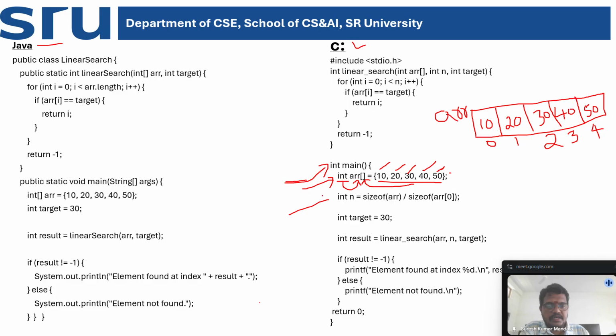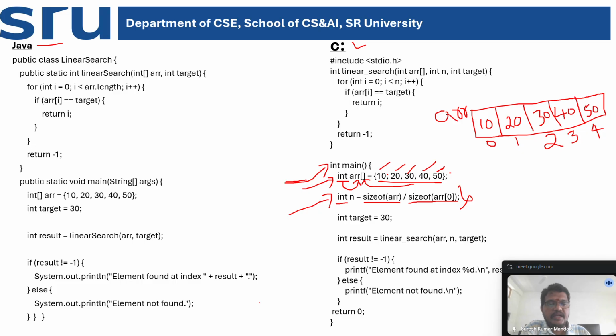What is the next line we have? int n. What does this mean, size of array divided by size of array of 0? This line is used to identify how many elements are present in this array. By seeing it we can easily say that there are 5 elements.